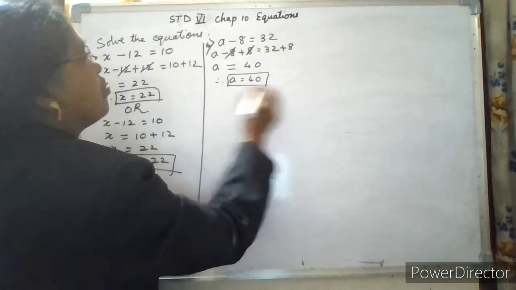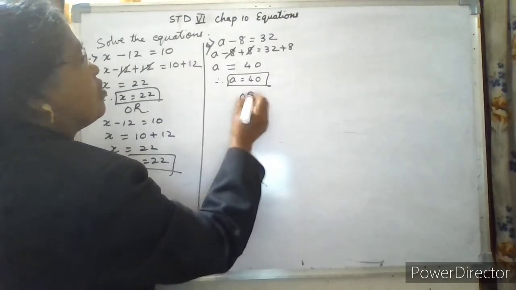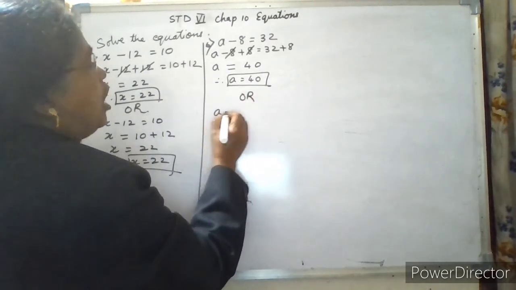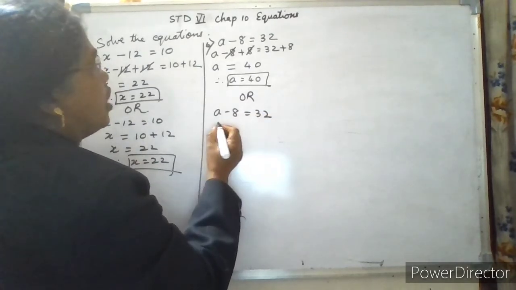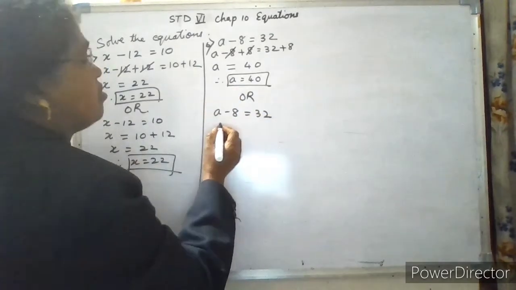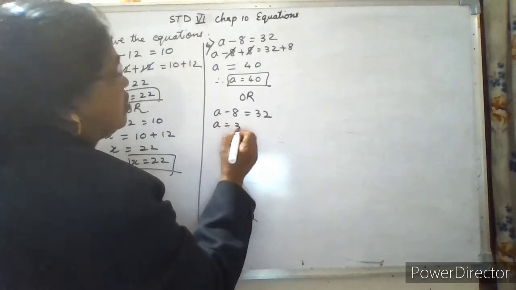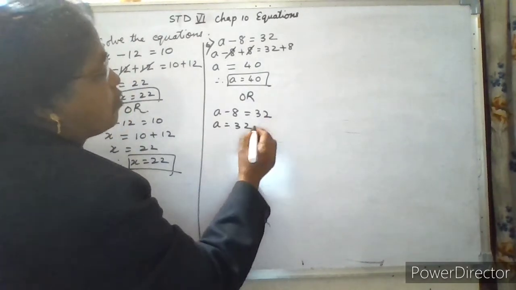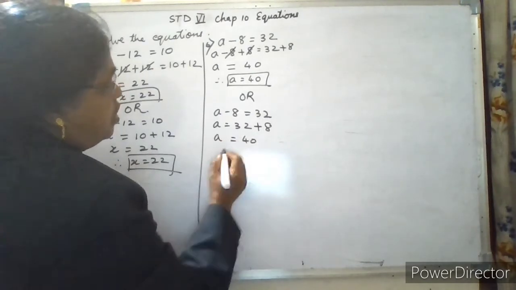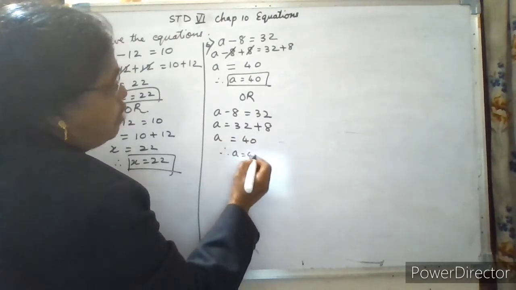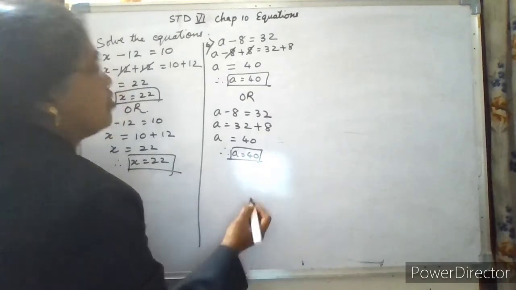Now or second method, a minus 8 equal to 32. So a will be equal to 32. This I will transfer, meaning plus 8. So a is equal to 40. Therefore a is equal to 40. Now next, seventh one.